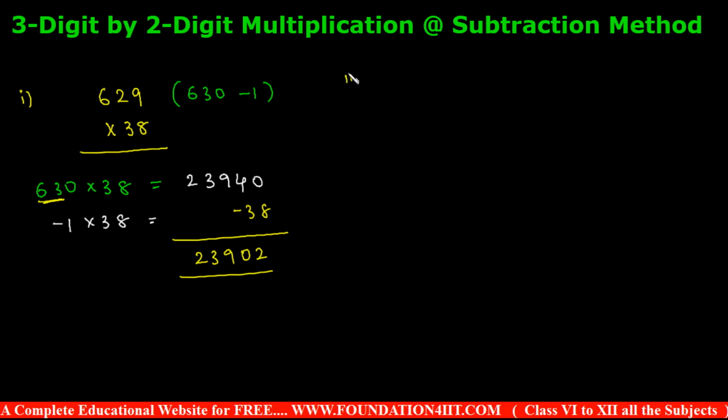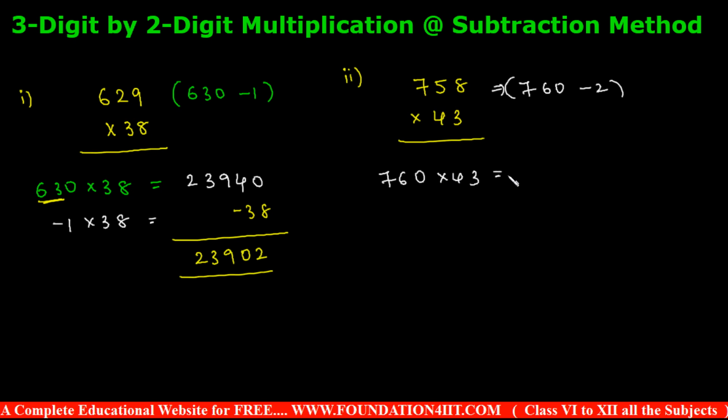Let us see one more example. 758 multiplied with 43. Now this is near to 760, but is 2 less. So we will go for the subtraction method. That is 760 minus 2. This we can assume, right? So 760 into 43, actually 76 into 43, and you can keep the 0 attached on the side. 76 into 43, with 43 like 40 plus 3, you can apply the 2 digit by 1 digit multiplication concept. When you do, you will get 3268 and 0.